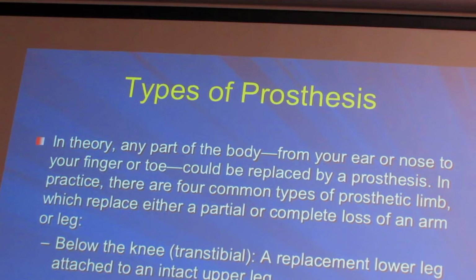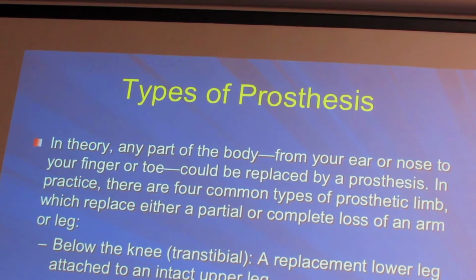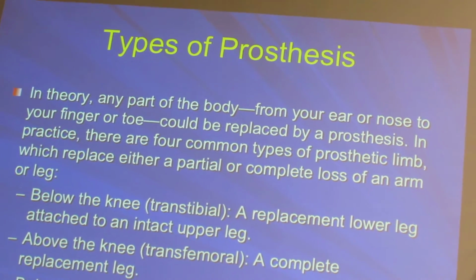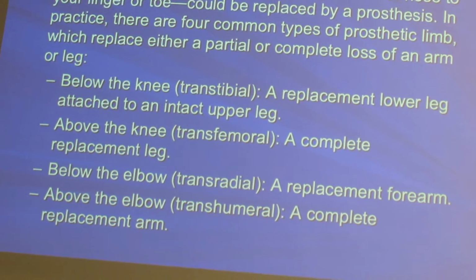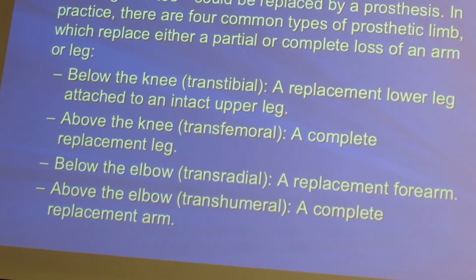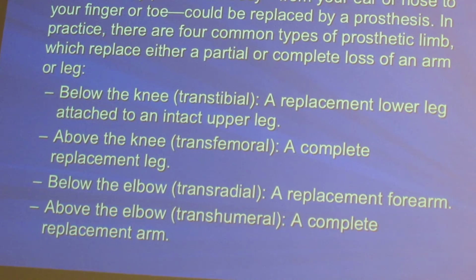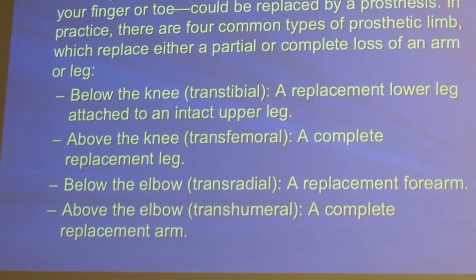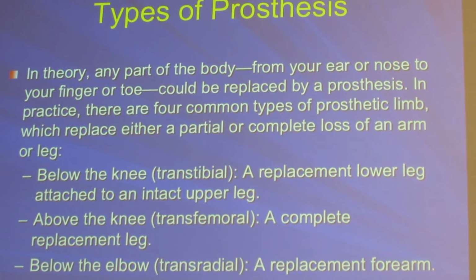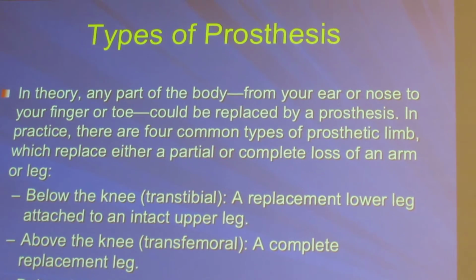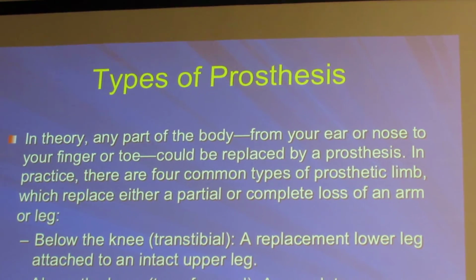So these were the types of prosthesis that she talked about. So you have transtibial, which is below the knee, transfemoral, above the knee, and then below the elbow, transradial, and above the elbow, transhumeral. Well, these aren't necessarily too important, but just know the difference. It's pretty intuitive based on transtibial. Think where the bone is, and think about where the replacement would be.